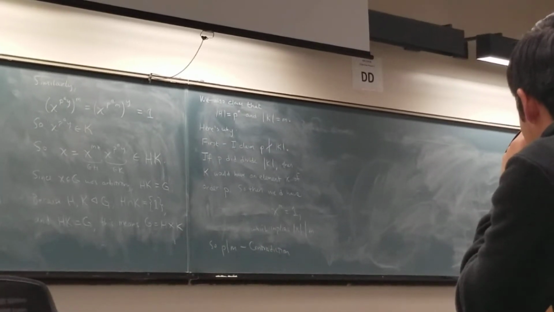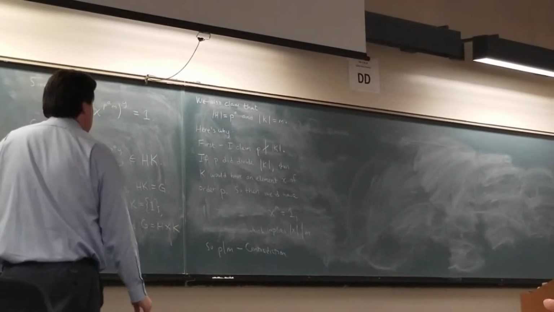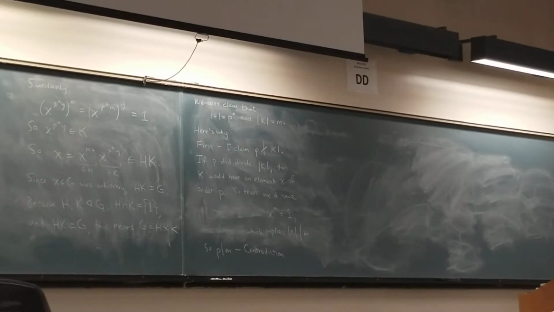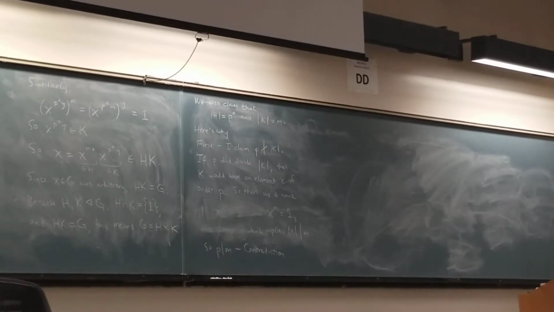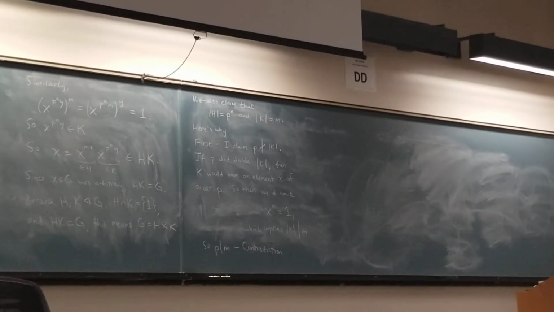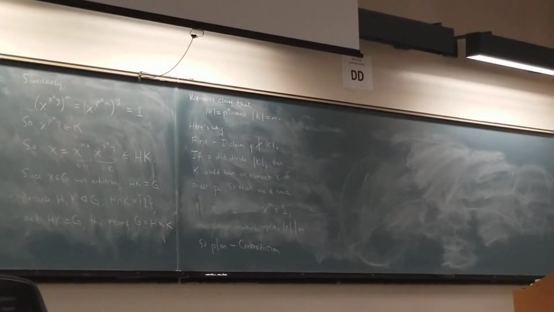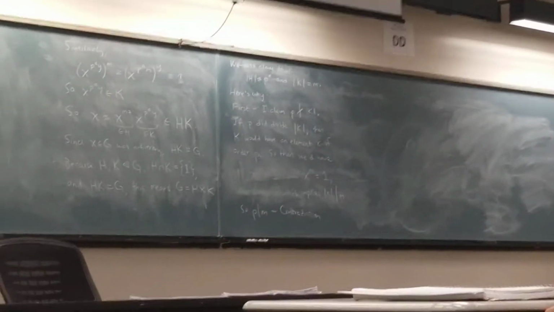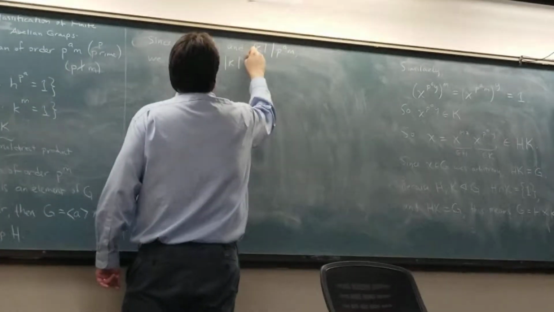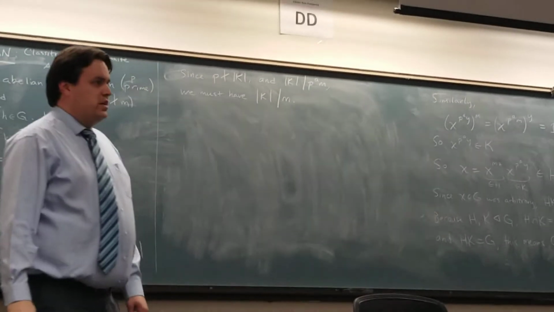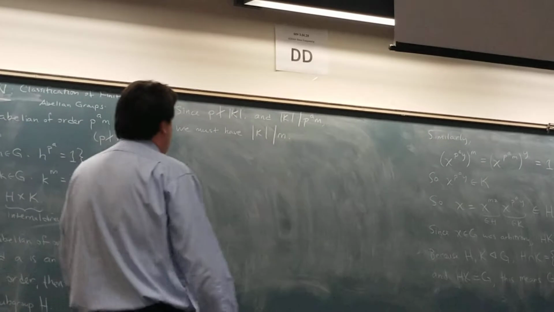Okay, so that's K. So what that means then, since P doesn't divide the order of K, and the order of K does have to divide P to the A times M, we must have the order of K dividing M, because it can't divide any of the P's. So that's half of it.